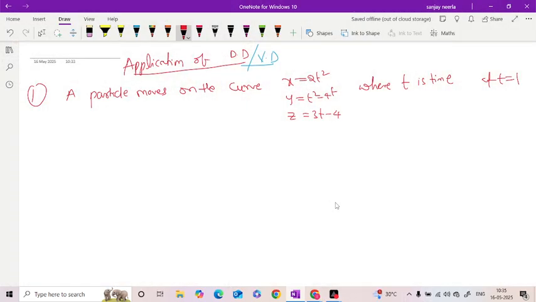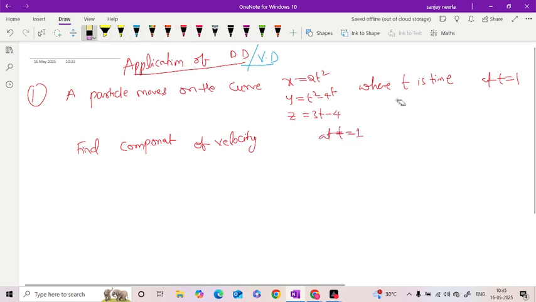Okay. So the question is: find the component of velocity at t is equal to 1. Velocity.